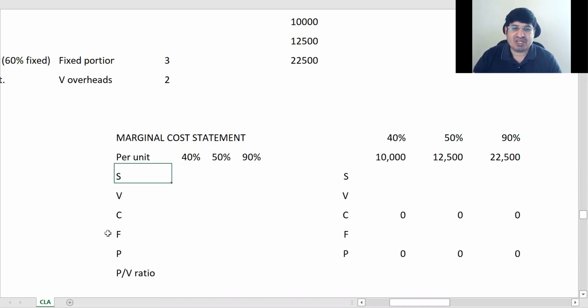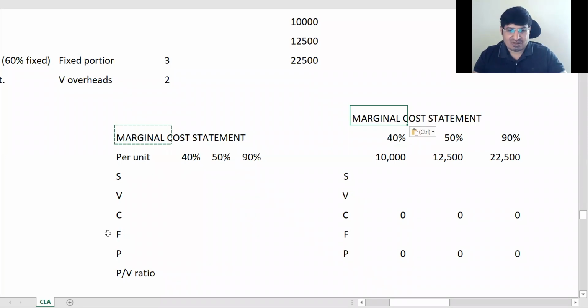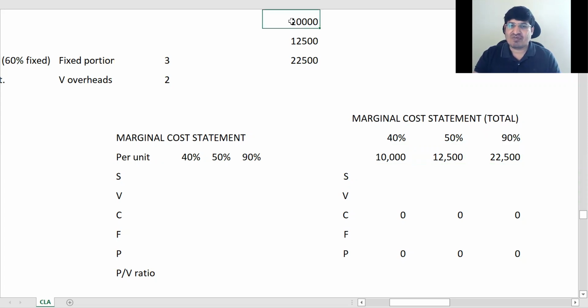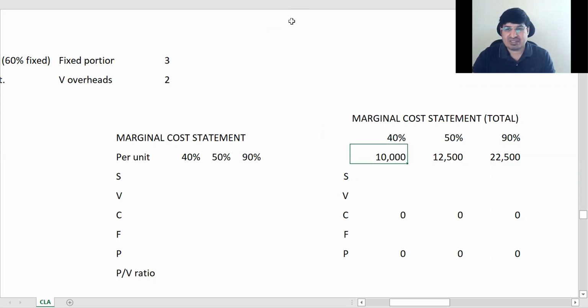Okay. So in per unit, I'll write selling price, what they have given. These 3 activity levels I have written. And this is also my marginal cost statement, but for total. Marginal cost statement for total. So these three, 10,000, 12,500 and 22,500, I've written from what we computed here. That's all, the units which we computed, right?